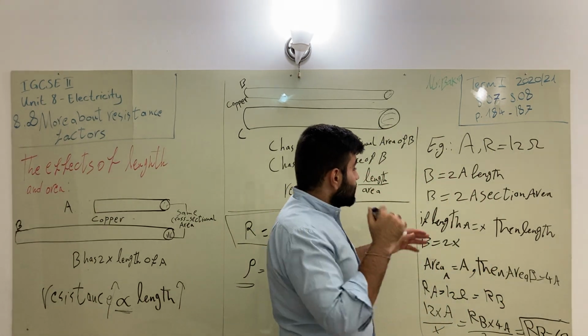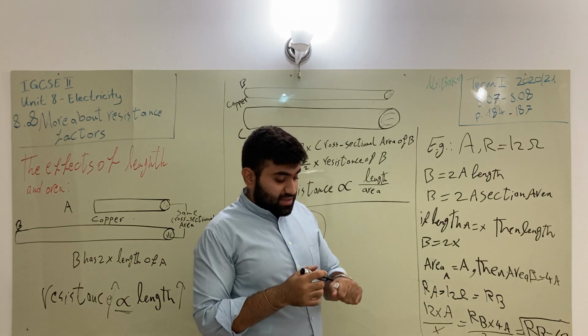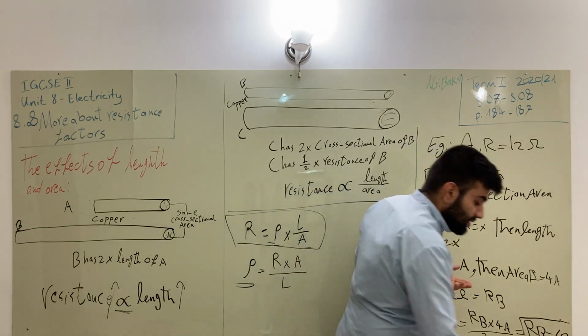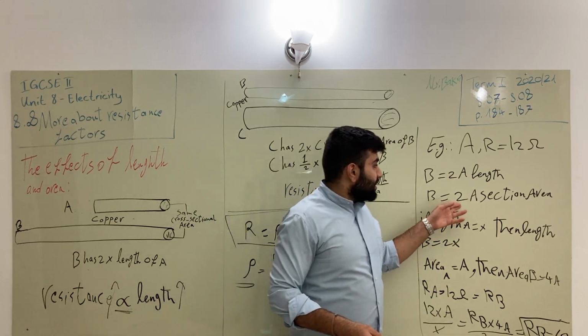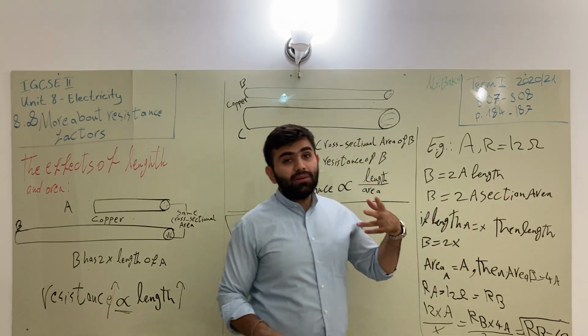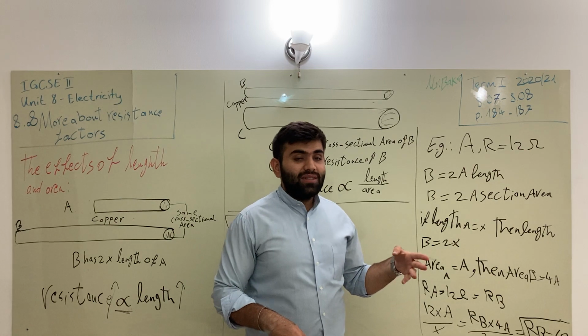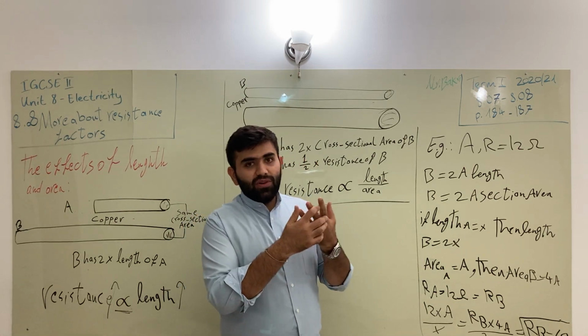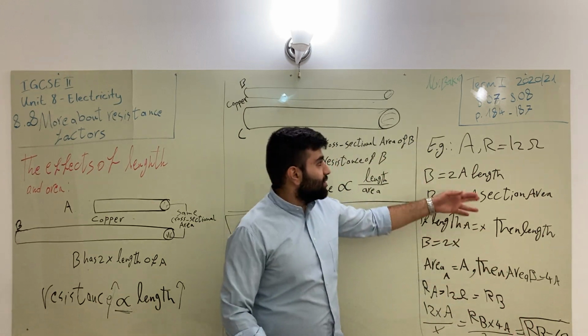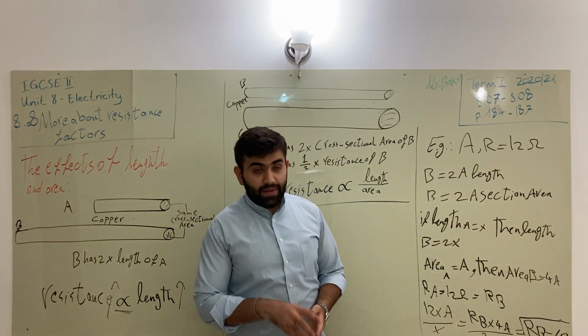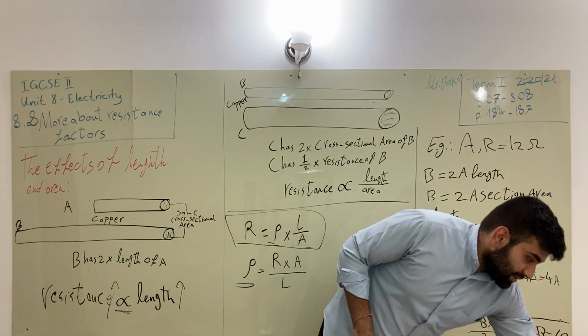So logically, we have double the length, that means double resistance, right? But we have double the section diameter, that means 4 times the area. So 2 over 4 means at the end it becomes half of it. Half of what? Of the resistance of A.